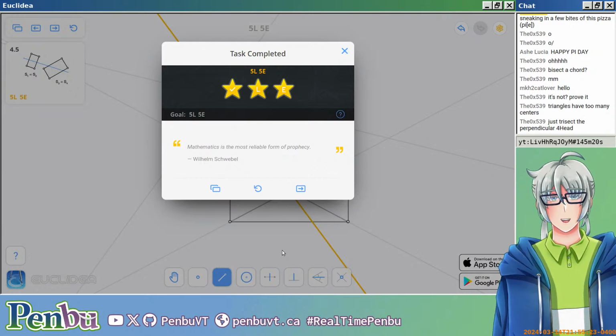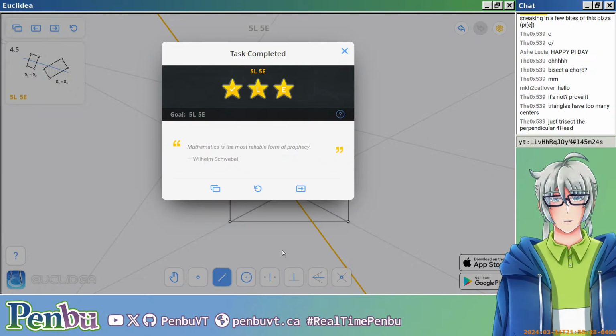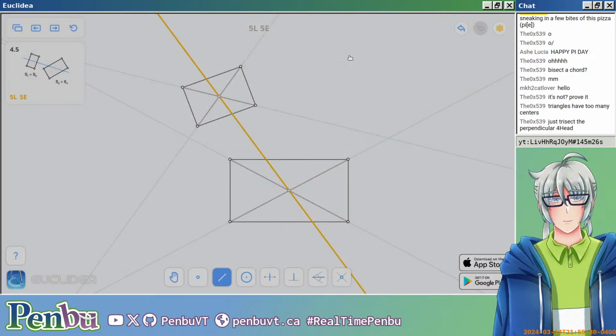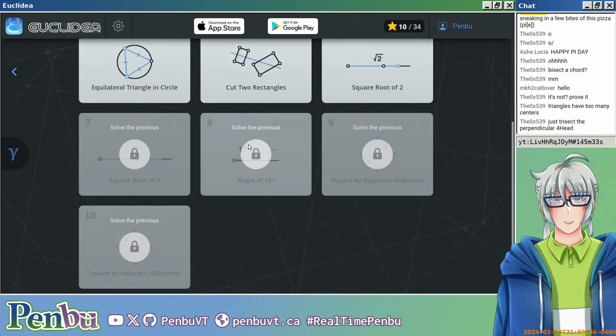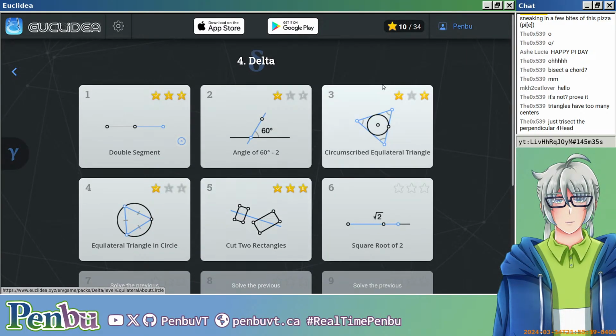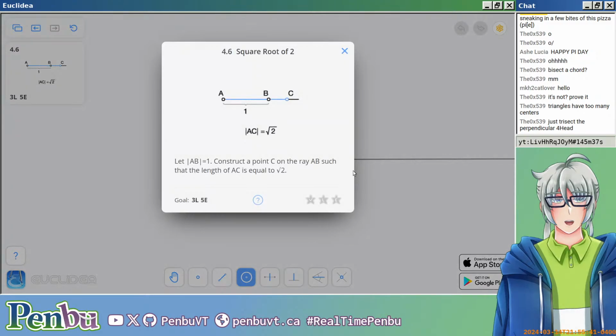Mathematics is the most reliable form of prophecy. William Shovel. Yeah, okay, this one was pretty easy. How many more left? We got a little bit more.